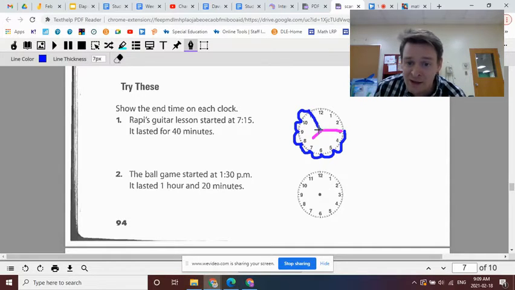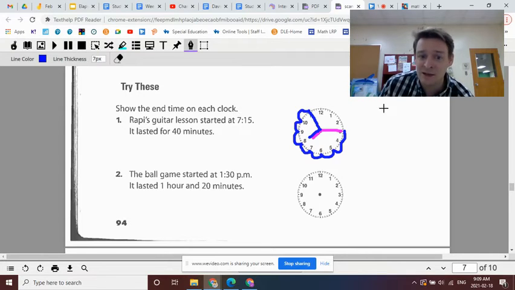So my new time is going to be my minute hand pointing at the 11, which I know is 55. My hour hand would still be between the 7 and the 8, but it would be really close to pointing at the 8. And my time would be 7:55. And that's what you would need to do to answer this question.